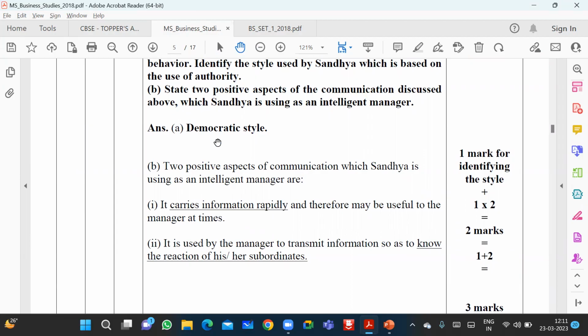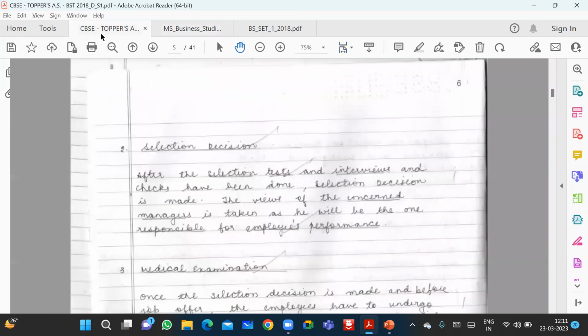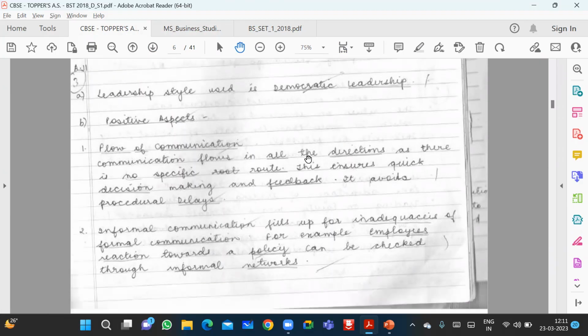Let's see how the topper has written the answer. That is question number 11. In question number 11, you can see first, the topper has mentioned the style of leadership, and he or she has not explained it, that was not required. And then two positive aspects. These positive aspects have been explained in about 30 words each, 25 to 30 words. So this word limit has to be followed throughout the paper.